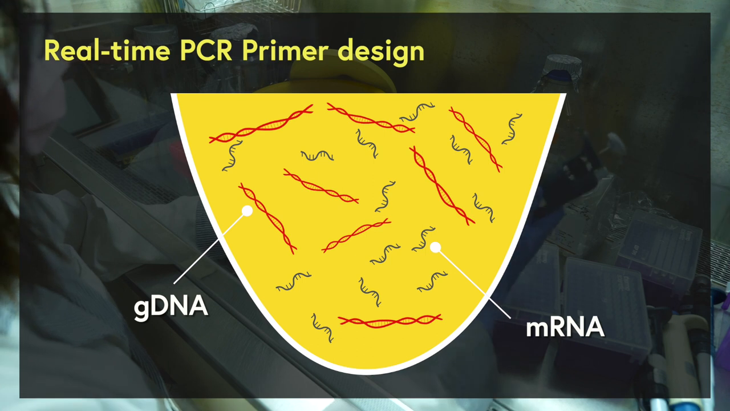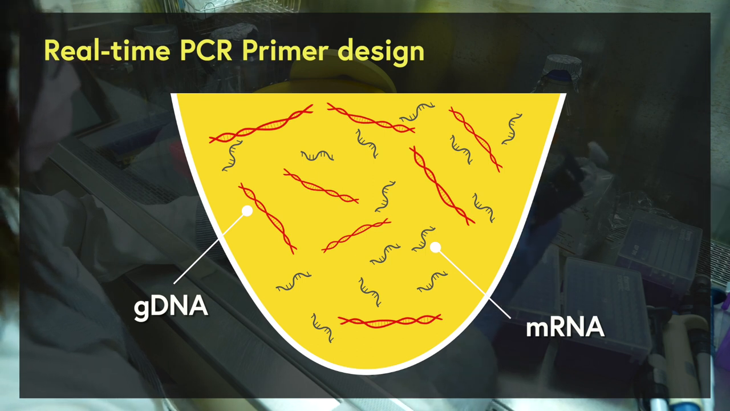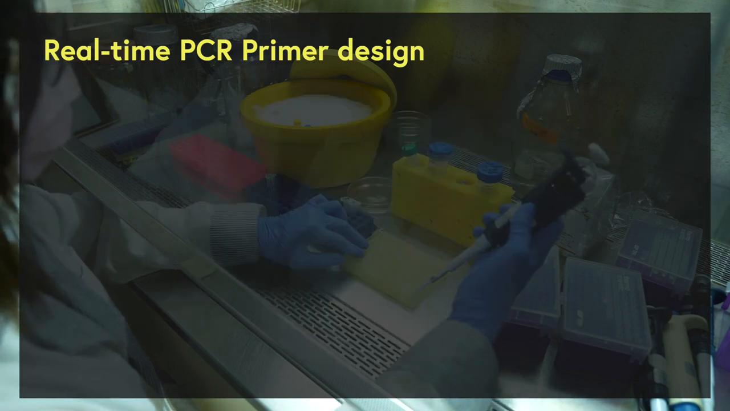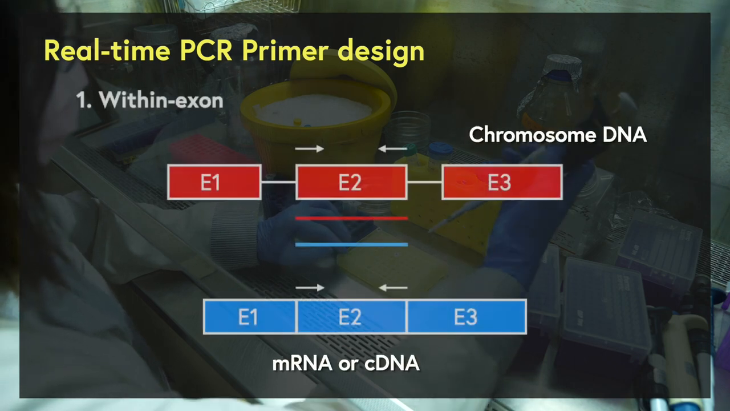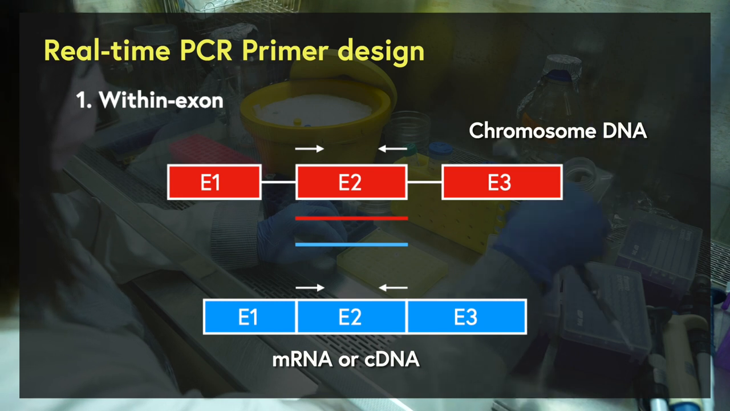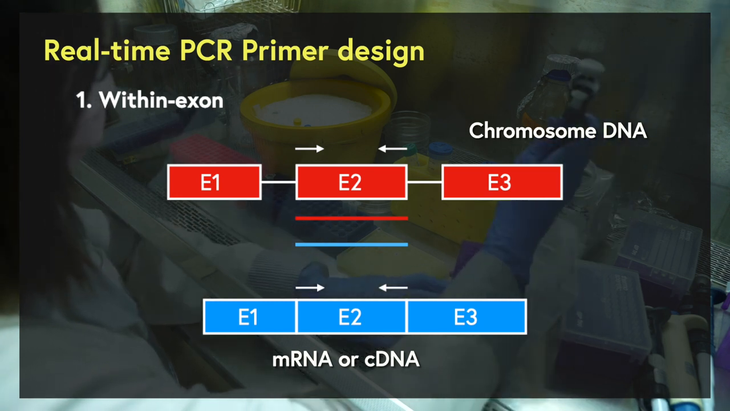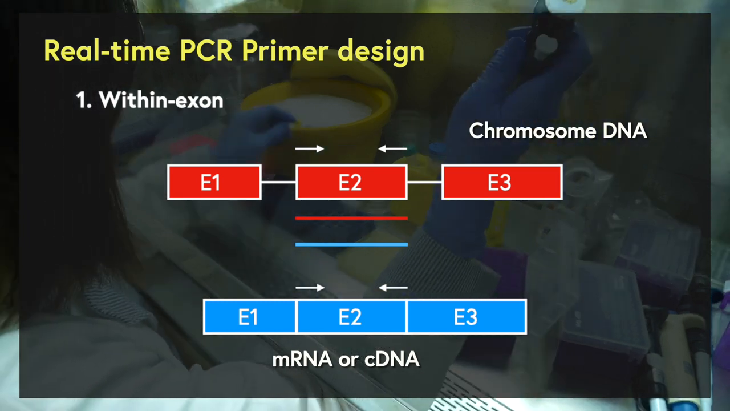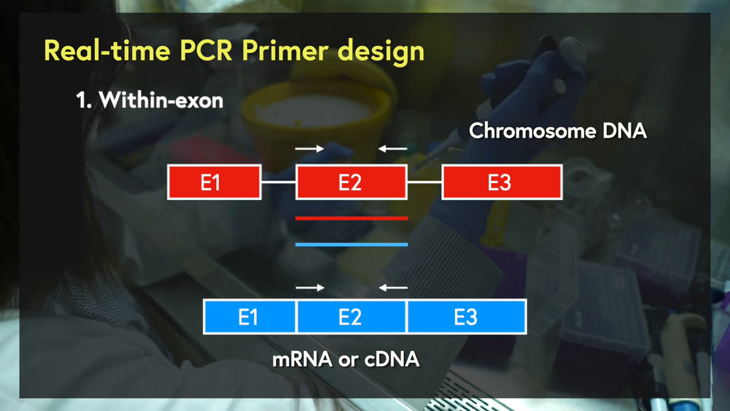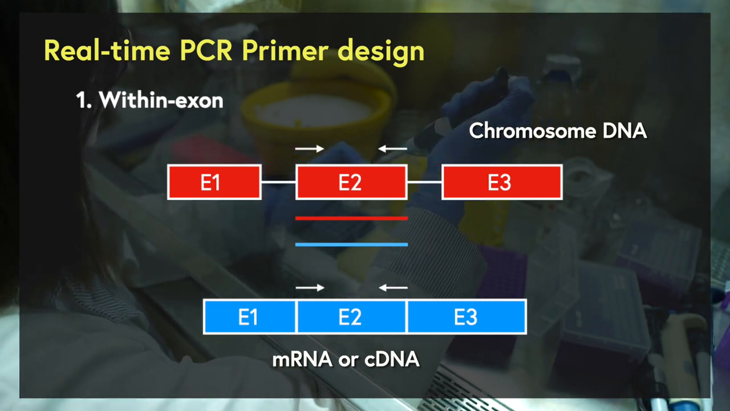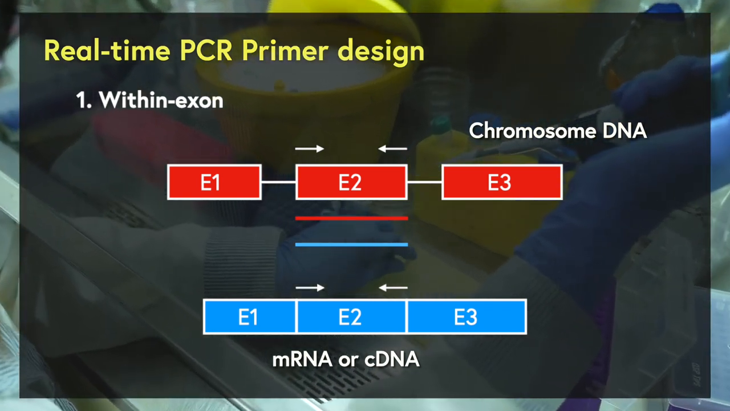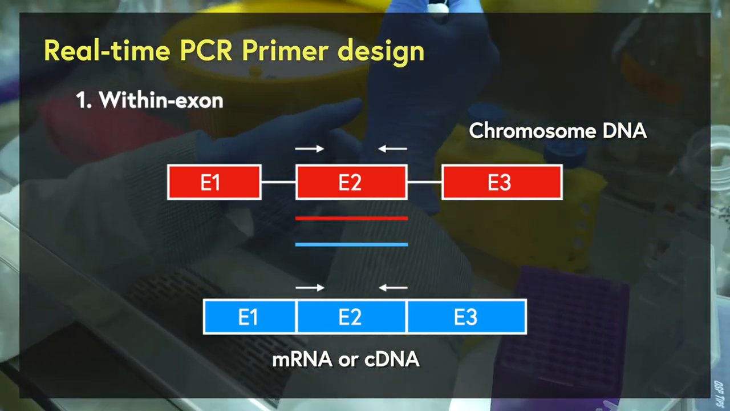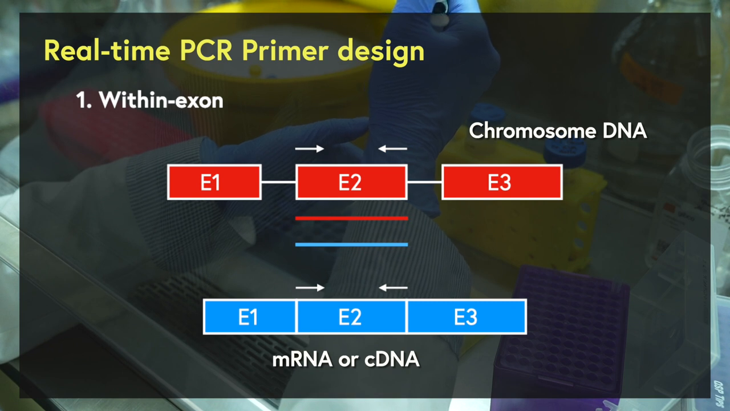Imagine we have 4 scenarios, and let's discuss what the pros and cons are for these strategies. The first one: if you design primers within exons, then you will amplify the region of exon 2 in this case, but this primer set will also be able to anneal to the chromosome, because exon 2 exists in your cDNA and also exists in the chromosome.